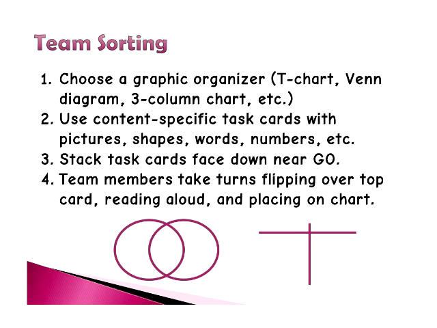Okay. All right, so if you remember from the first session, we did buddy sorting. And team sorting is exactly the same thing. It's just that you have teams of 4 and they're going around in the team. You have a graphic organizer of some sort, could be a T-chart, a Venn diagram, or whatever. You have some task cards that have pictures or shapes, words, or numbers. You stack them down near the GO, graphic organizer. Step number 4 is really important. Team members take turns flipping over the top card, reading it aloud, and placing it on the chart.